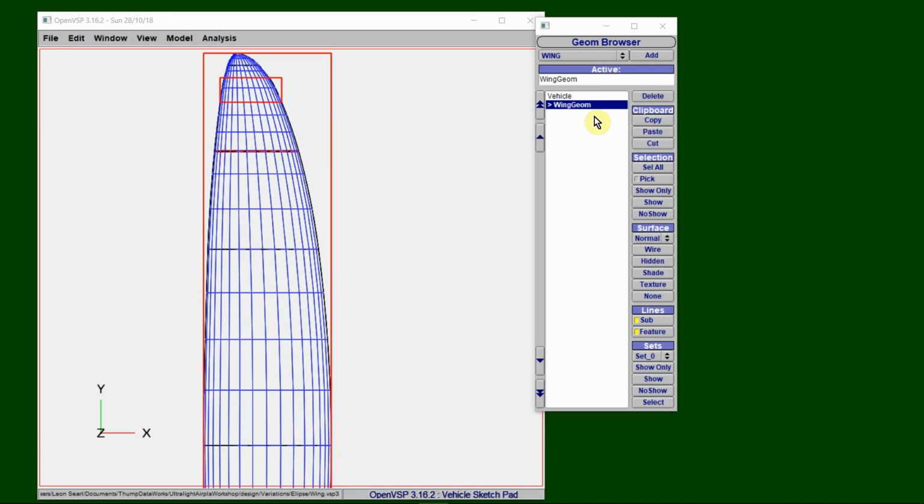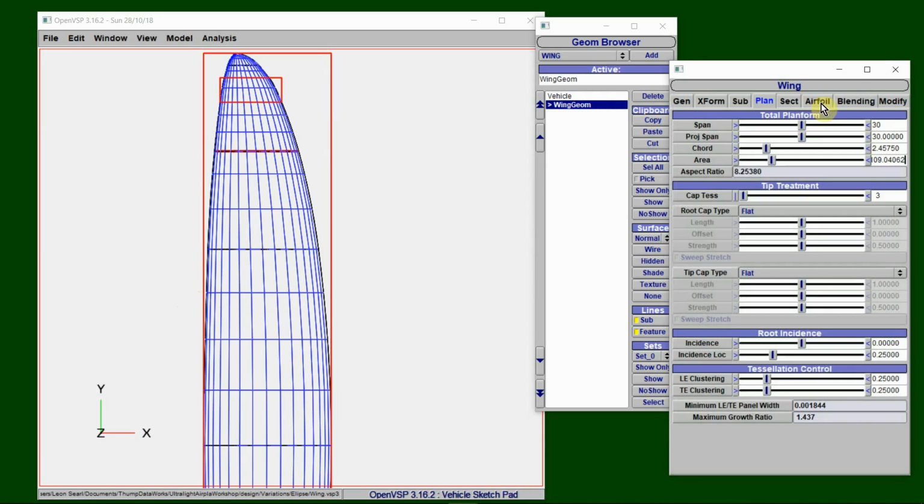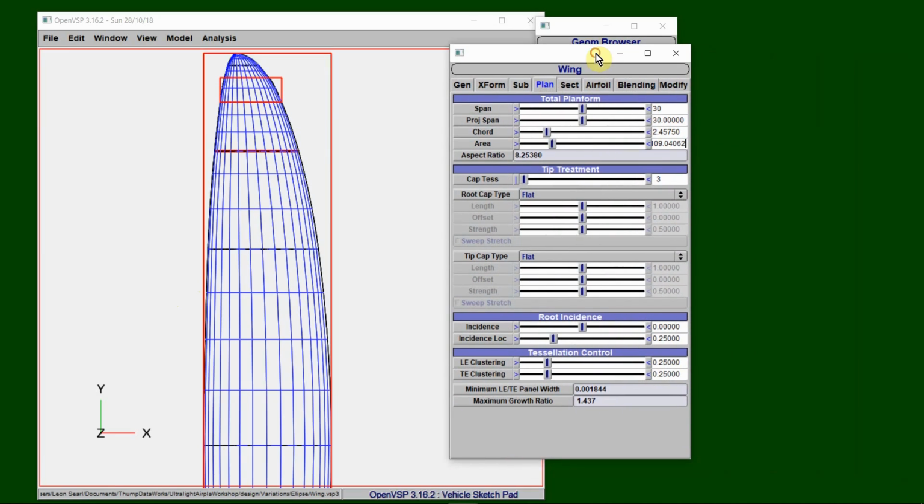I bring up the geometry setter for the wing here. I've still got the 30-foot wingspan, and I've got 109 square feet, so I'm only 1 square foot above the 108 I've been wanting to use. The average chord is now around 2.45 feet. So that's a little bit less than the 3.6 we did have for the rectangular wing.